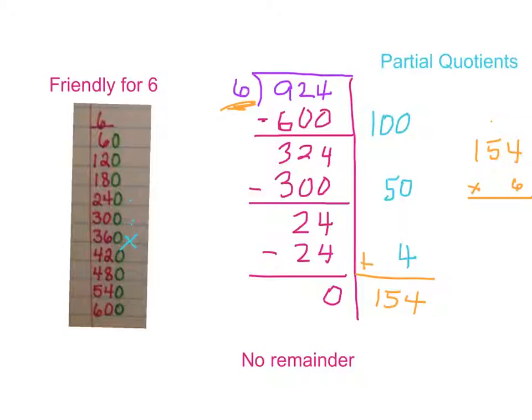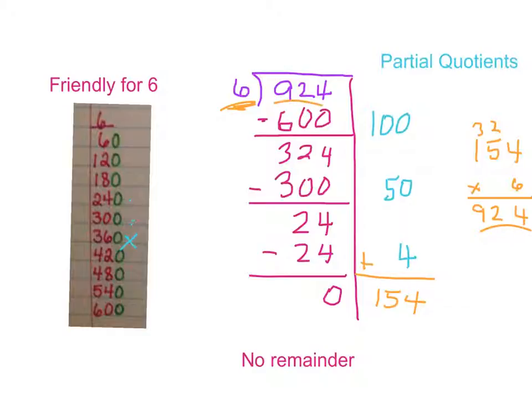6 times 4 is 24. 2 goes up, 4 goes down. 6 times 5 is 30, plus 2 is 32. 3 goes up, 2 goes down. 6 times 1 is 6, plus 3 is 9.